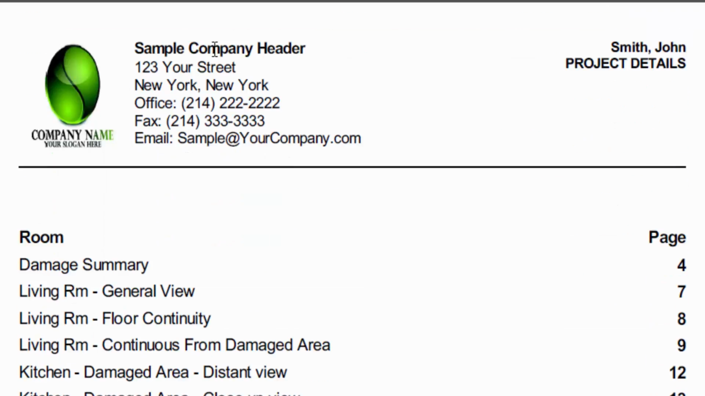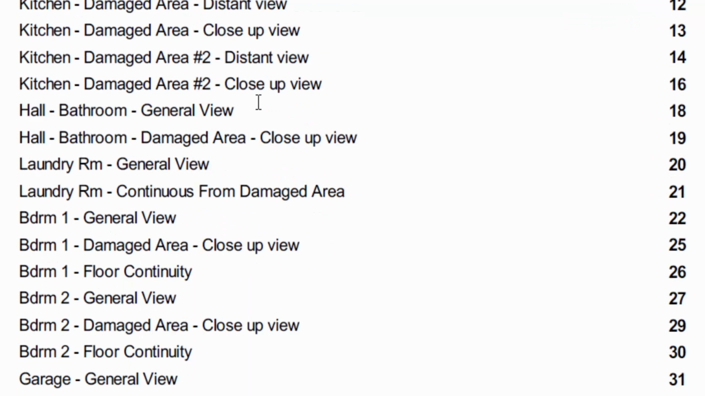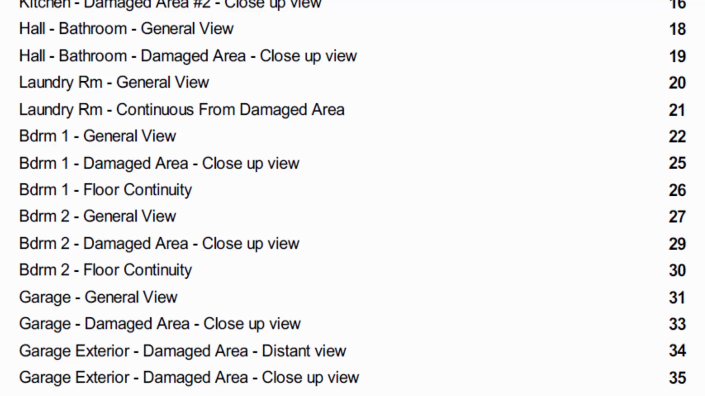Let's go ahead and continue to the second page, where you're going to see the table of contents. This is very useful if you're printing your reports out on paper. If you have ever had to go through a 300 to 400 page picture report looking for a specific room, you will really appreciate our table of contents. However, we take our table of contents even further than just telling you what page the room is on. We break up the rooms by subrooms, such as general view or floor continuity or distant view of damage, so that you can turn right to the portion of the report and the portion of the room that you actually want to see.